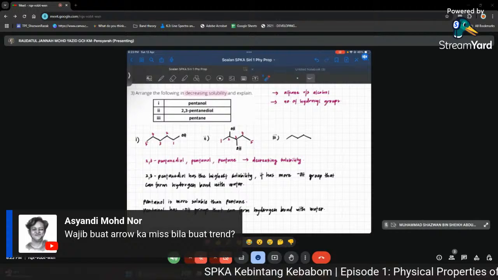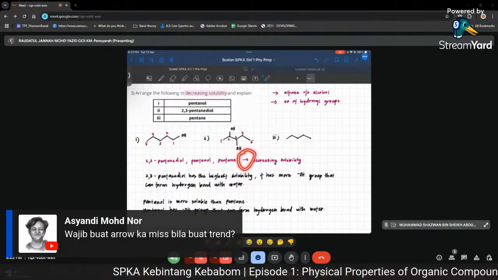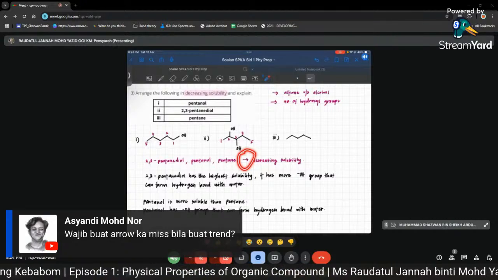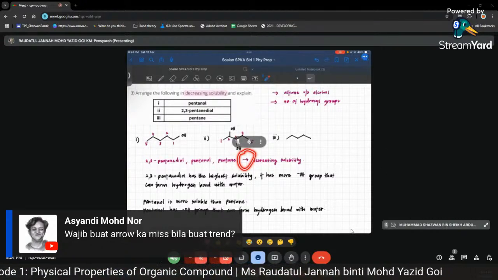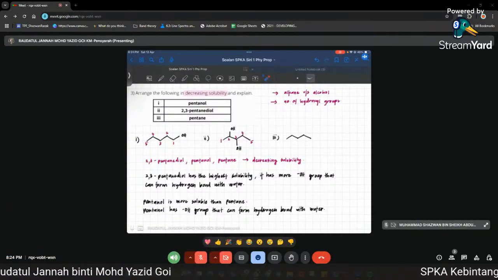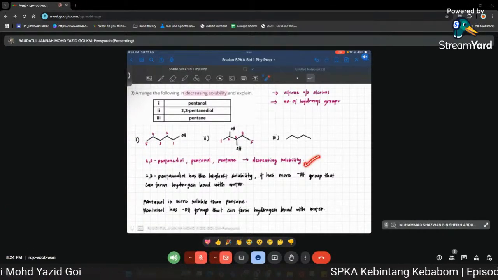Wajib ke buat arrow? I mean, isn't it better kalau you buat arrow sebab barulah examiner tu nampak clearly dengan jelas macam mana you susun you punya jawapan. Or actually, you can use inequality sign untuk you punya jawapan. But then again, if you are not good with maths, let's go for the safer method lah.